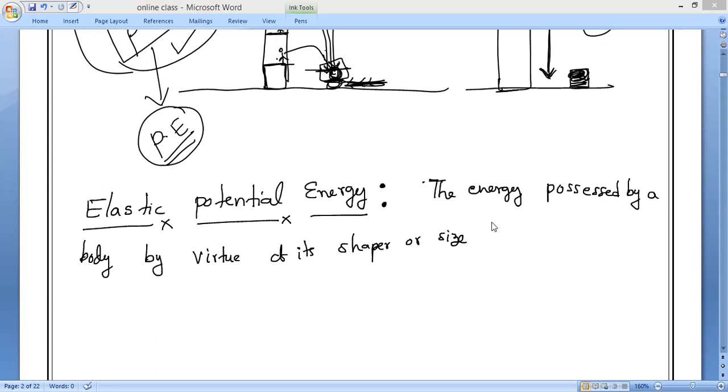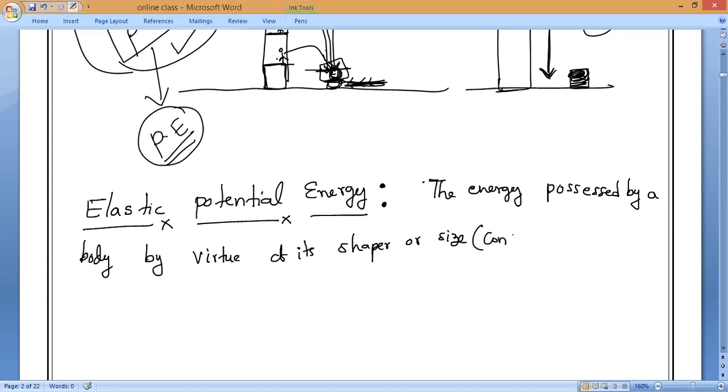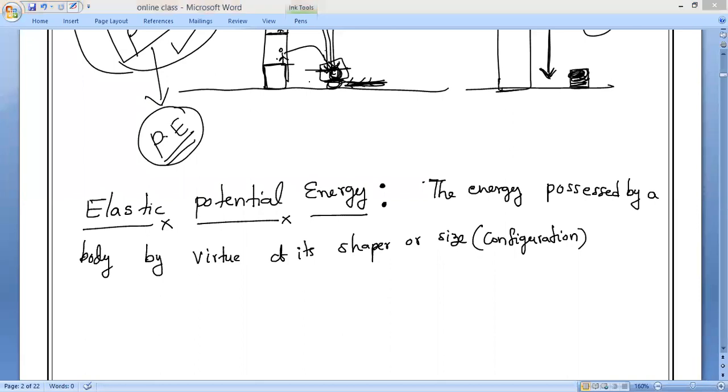Shape, this is what we call configuration. Understand? We say configuration. Keep it in mind.